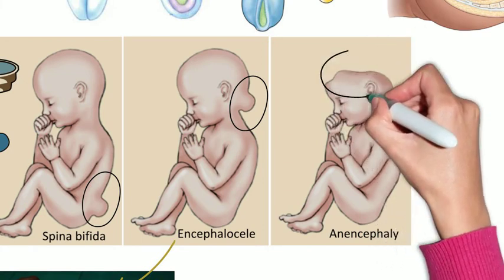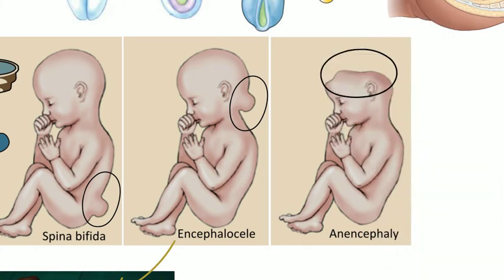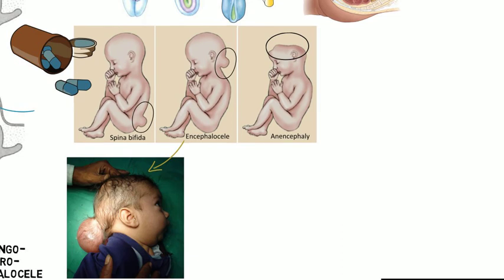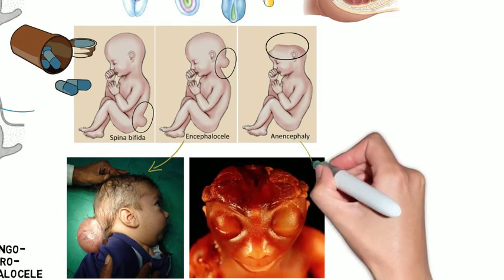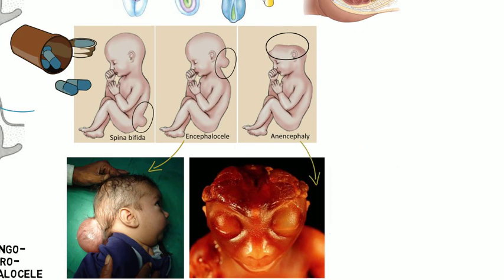Anencephaly occurs when the neural tube fails to close cranially. In this condition, the vault of the skull does not form and much of the cerebral hemispheres are absent. Anencephaly is associated with maternal type 1 diabetes and insufficient maternal folate intake.